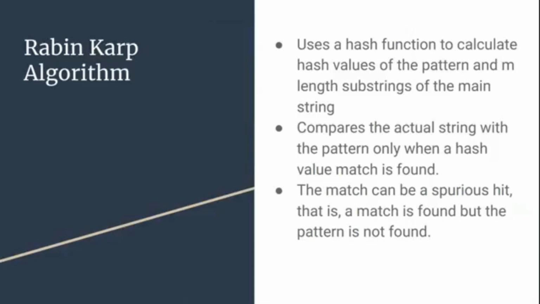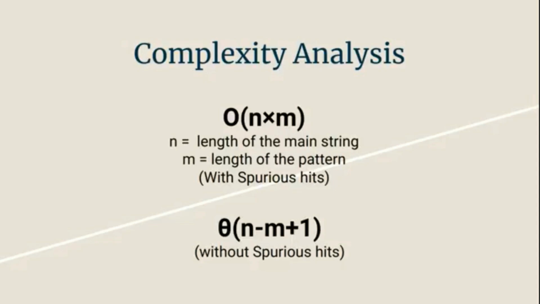But it's possible that a hash value match is found, but the pattern is not found, which is known as a spurious hit. And due to this spurious hit, the worst case complexity of our algorithm is n into m. But if we have a good hash function which minimizes our spurious hits, that means whenever a hash value match is found, our pattern is also found, then our best case complexity can be n minus m plus 1.